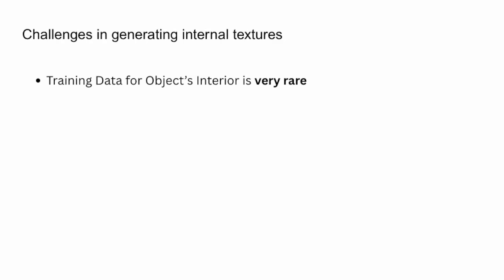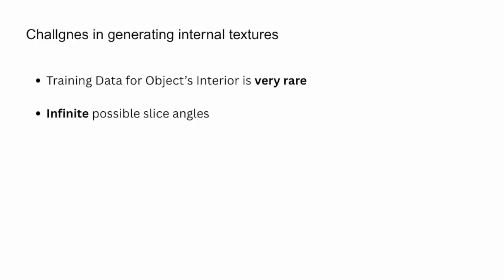First, training data for object interiors is extremely rare. Capturing internal textures typically requires slicing or destructive scanning, which is difficult and often infeasible. As a result, most existing 3D datasets, such as ShapeNet, CO3D, and OmniObject 3D, only contain exterior views. Second, there are infinite possible slice angles. Unlike external views, which are limited and predictable, the interior can be revealed from any direction, making exhaustive supervision infeasible.